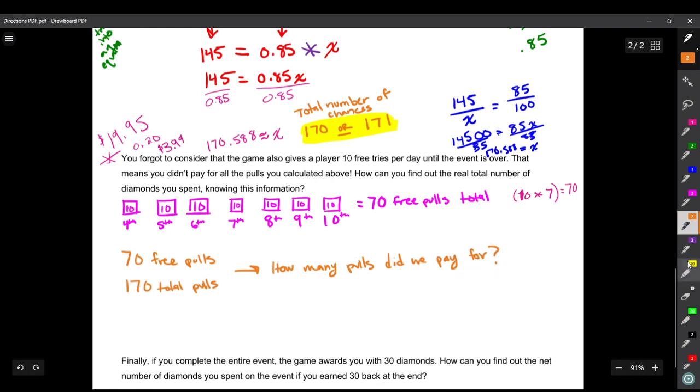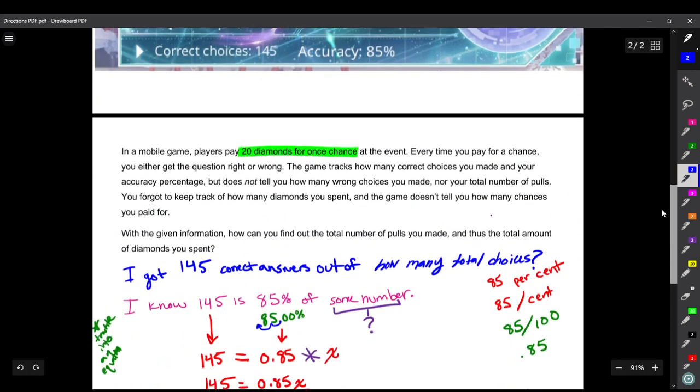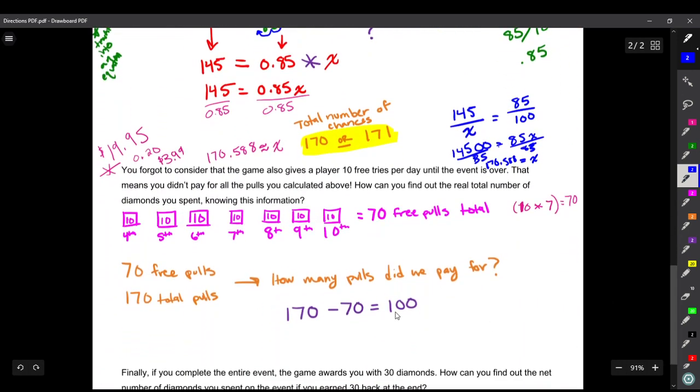And the answer to this is pretty simple. You might have to think about it for a while, but essentially, you just take your total pulls and subtract the pulls that I didn't pay for. So now all we have to do is remember, like above, we paid 20 diamonds for 1 chance, or 1 pull, they're the same thing. So this means that I paid for 100 pulls and I paid 20 diamonds each time I pulled it.